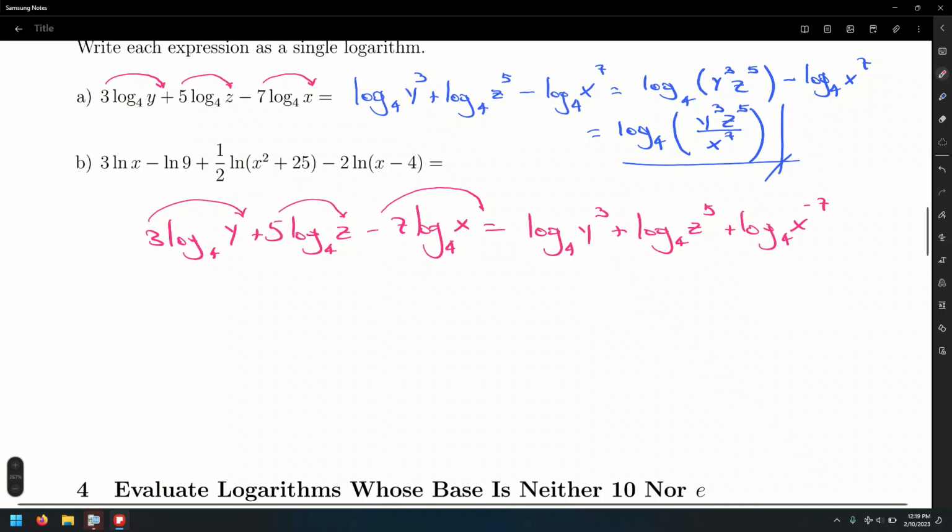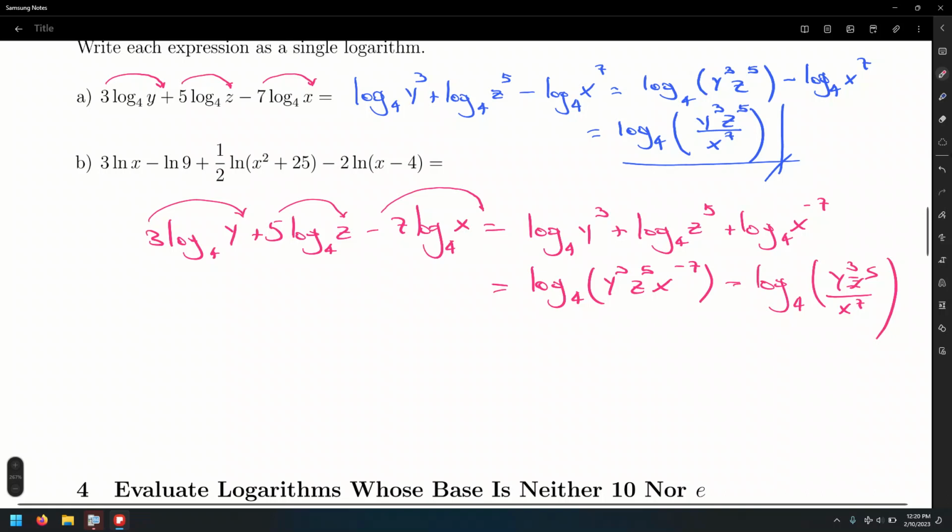And then what do we have here? We have an addition of 3 logarithms. So we can write this as one single log base 4 of y cubed z to the fifth x to the negative 7. But we don't like negative exponents. How about we send that factor to the denominator? And surprise, it's the same, isn't it? It's the same thing. So how do you want to do it?